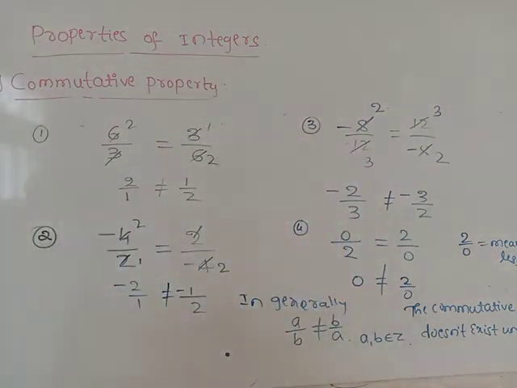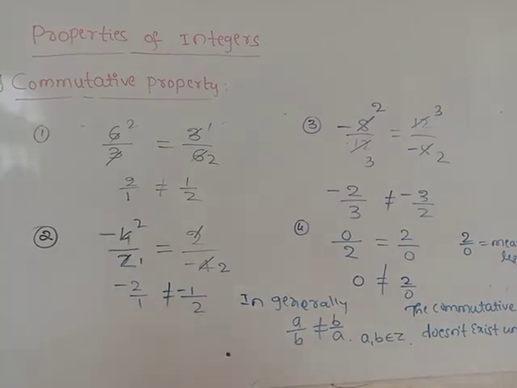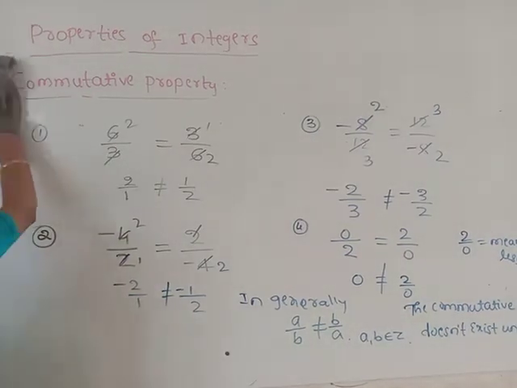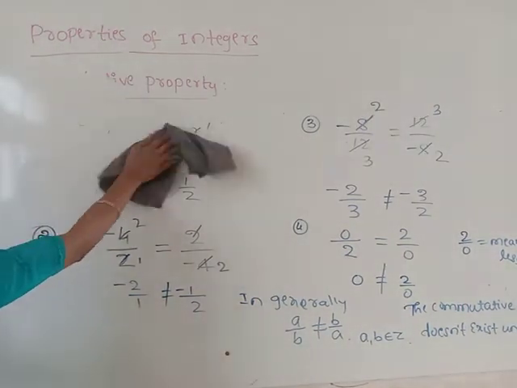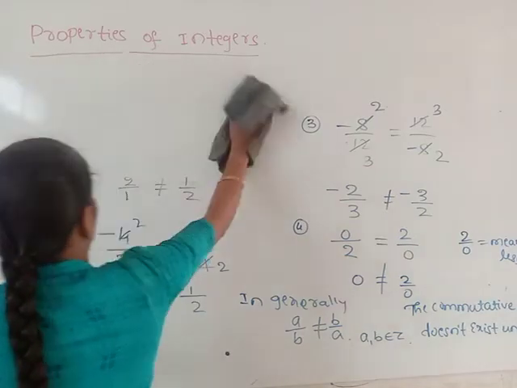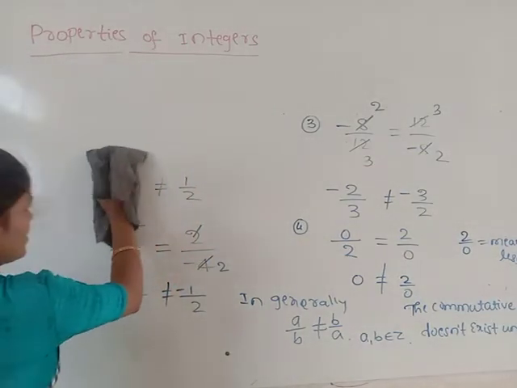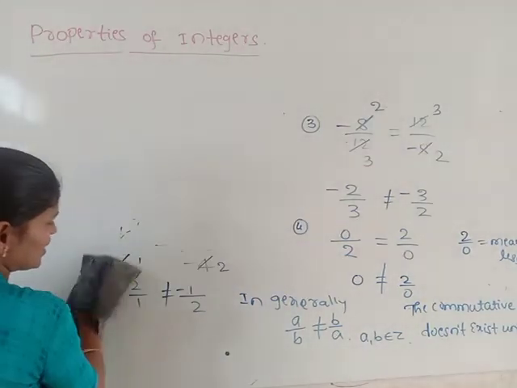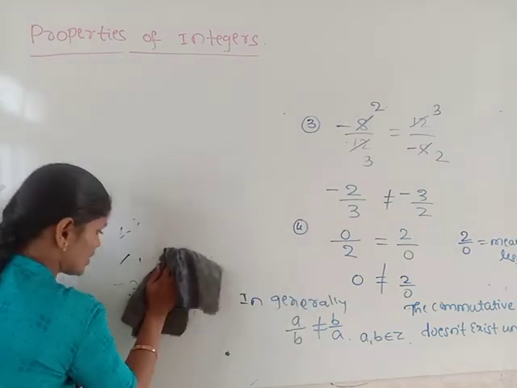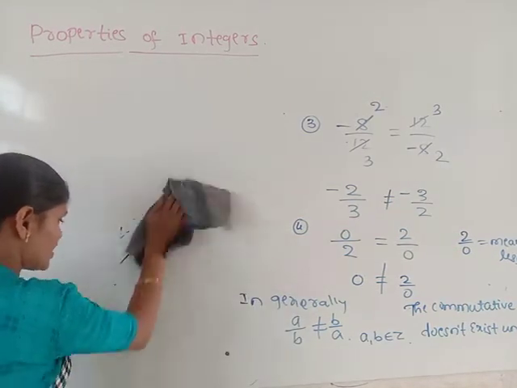Now I hope everybody has written this. So now it is time to take the next property. What is the next property? Please tell me, the third property of the integers. On the first day, I gave the names of all 4 properties. Please tell me: closure, commutative, and the third property.